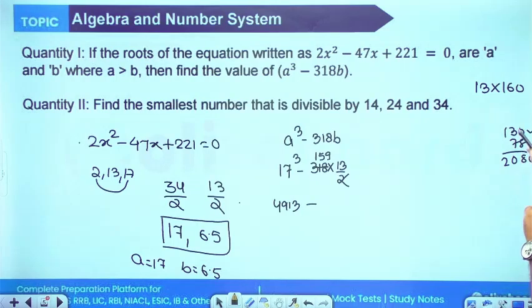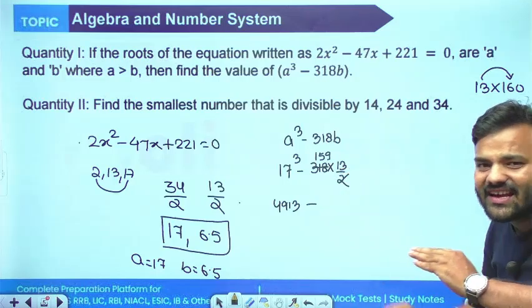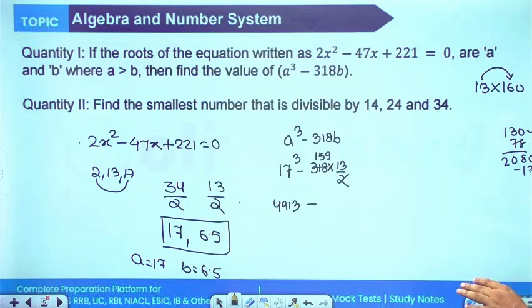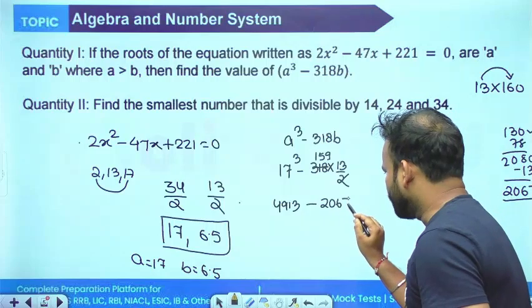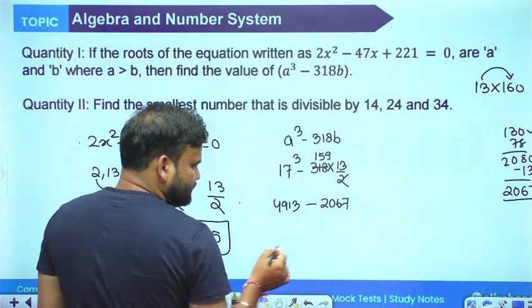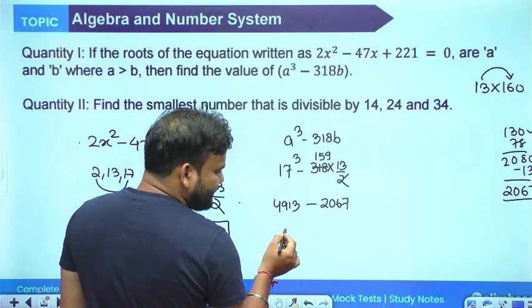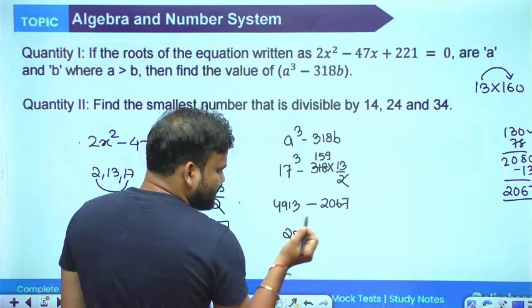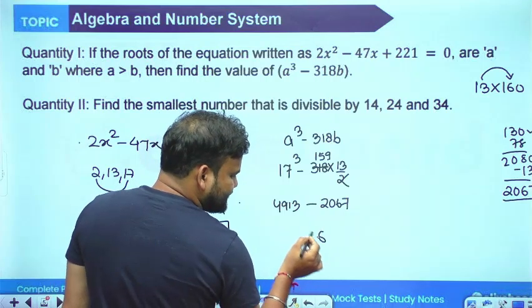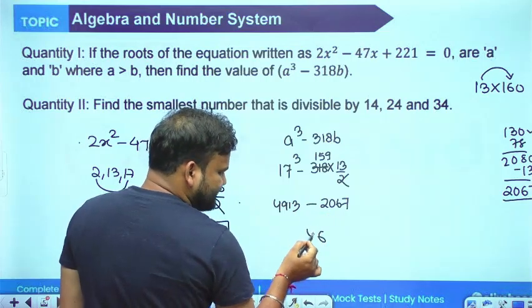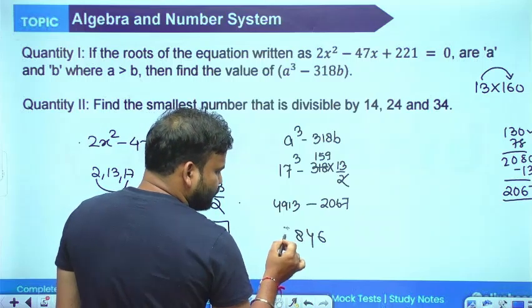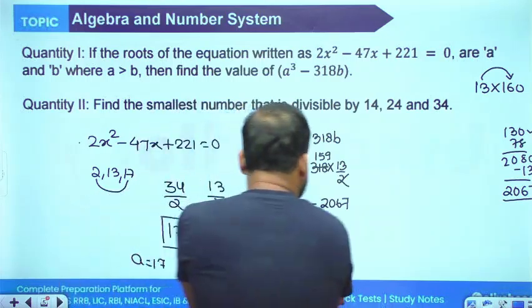This was not 13 into 160. Unnecessarily I have taken 13 extra, so eliminate this. So this is 2067. From 4913, if I eliminate 2067, 13 minus 7 is 6, 10 minus 6 is 4, and so on. So the answer is 2846.